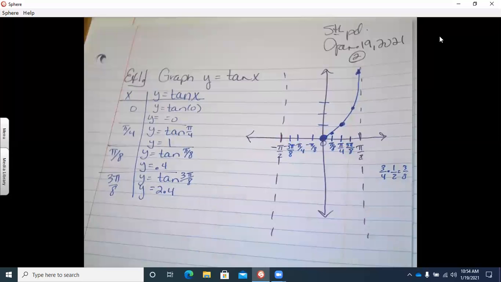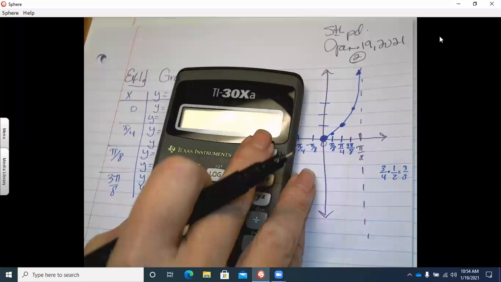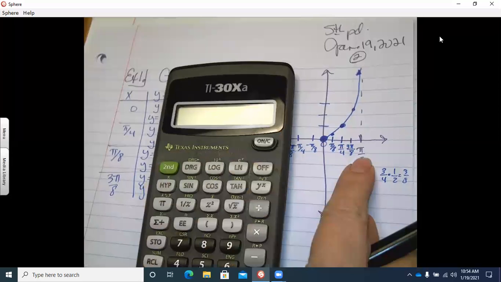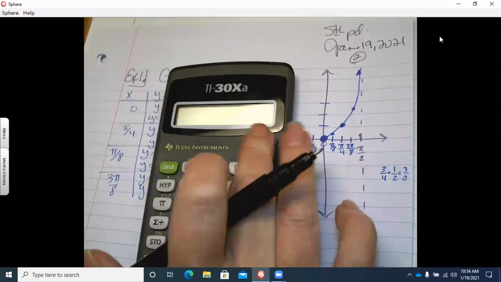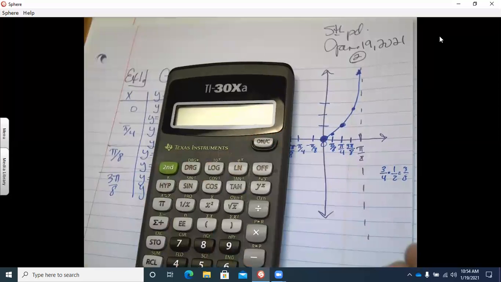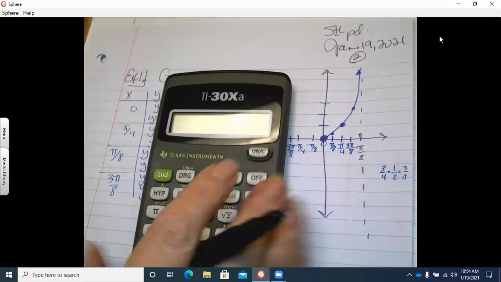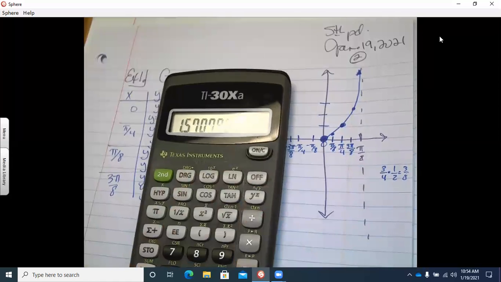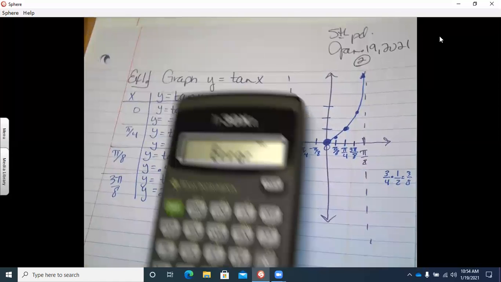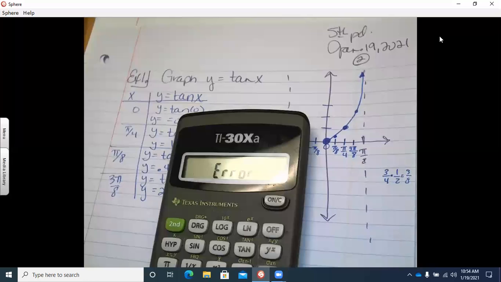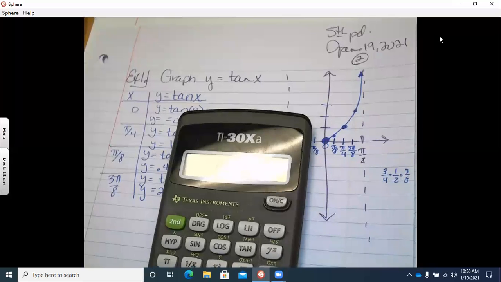So let me show you something. At pi halves, if you were like, well, where do I plot a point at pi halves? Well, I'm in radians. So if I do pi divided by 2 equals, and the tangent of that, it says error. I didn't think it says error because it's undefined at pi halves. There's an asymptote there. There's no point on this graph that will have an x value of pi halves.